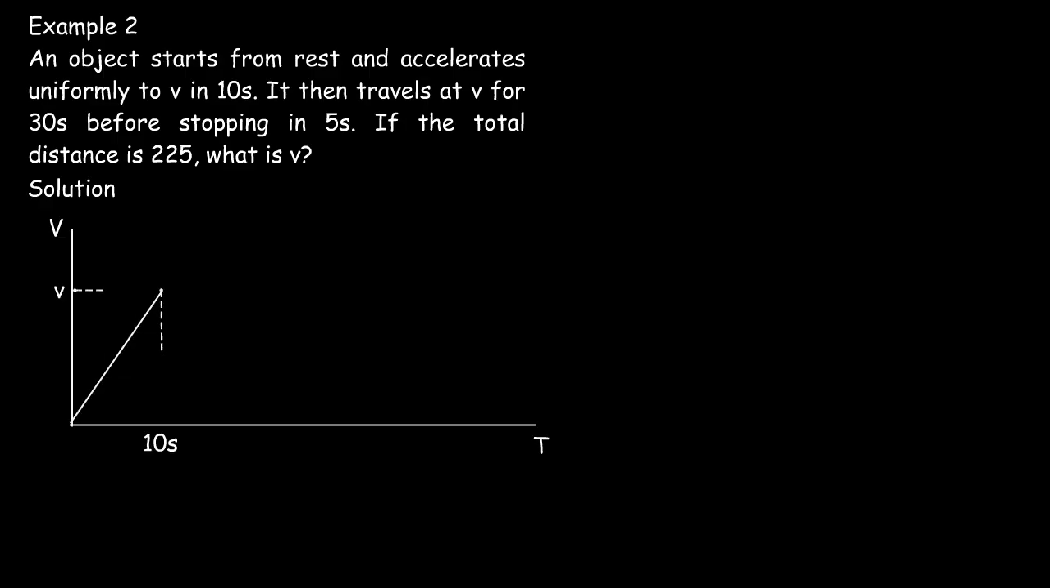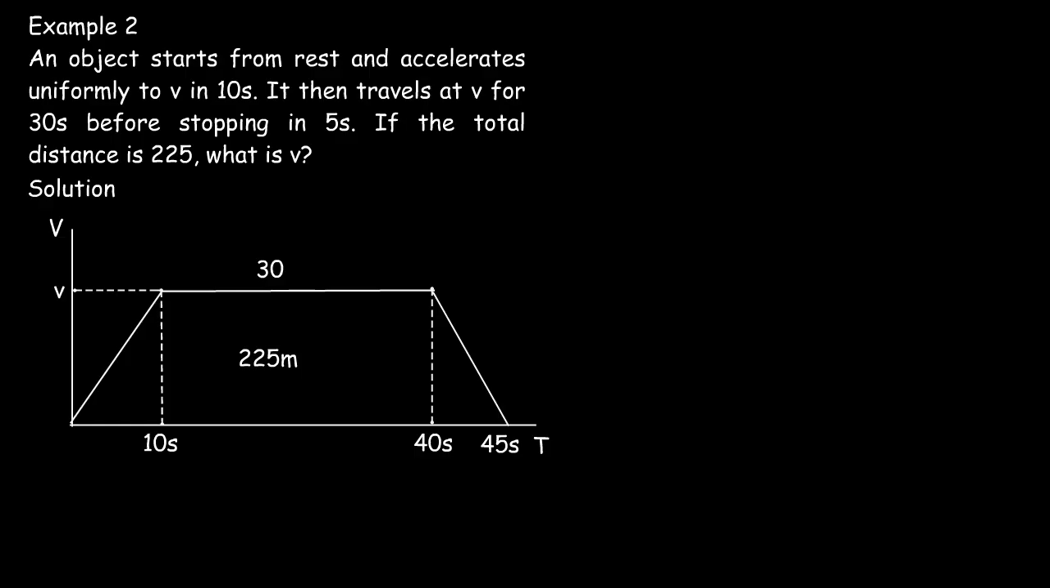Then the next part, it continues at this velocity for 30 seconds. Now plotting that, we use a horizontal line, and our total time will now be 40 seconds, which is 10 plus the 30. Then it decelerates or comes to rest in another 5 seconds, so we have a downward slope, which will bring our total time to 10 plus 30 plus 5, which is 45 seconds.